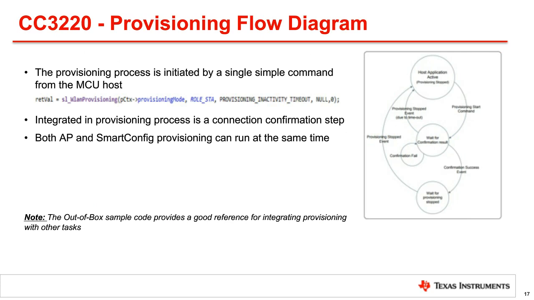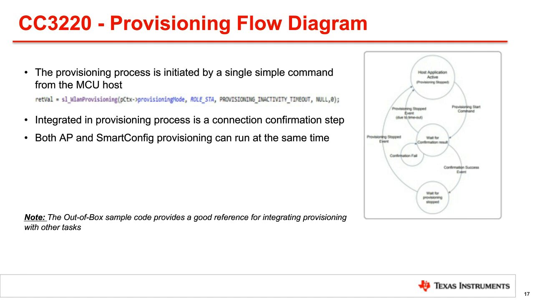With integrated provisioning in the CC3220, triggering the provisioning process from the host microcontroller can be done by calling a single API, sl_WlanProvisioning. All you have to pass the command is the provisioning mode you want the device to use, whether it's AP, Smart Config, or some external provisioning method, or possibly even a combination of provisioning methods, as well as the role you want the device to enter upon completing the provisioning process. And then additionally, you can give provisioning some sort of inactivity timeout so the device doesn't stay in a provisioning state if it doesn't need to.